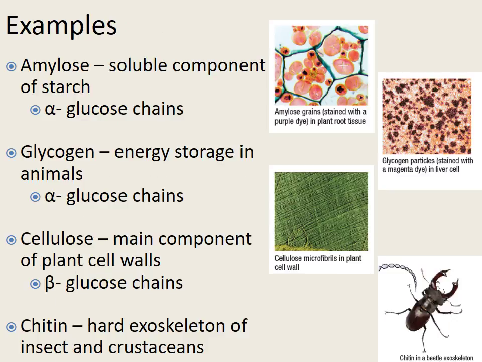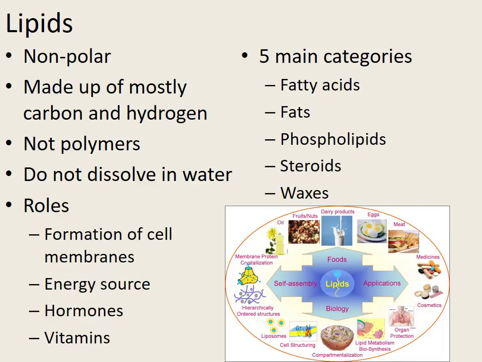Again, some examples. Amylose is the starch that we eat, made up of alpha glucose. Glycogen, we store extra alpha glucose molecules in our cells as glycogen. Cellulose is made up of beta glucose molecules, and plants use that for cell walls, for structure and support. And this last one, chitin, however you want to pronounce it, is the exoskeleton of insects and crustaceans. That's essentially carbohydrates.